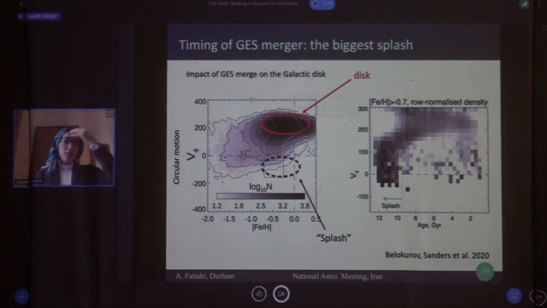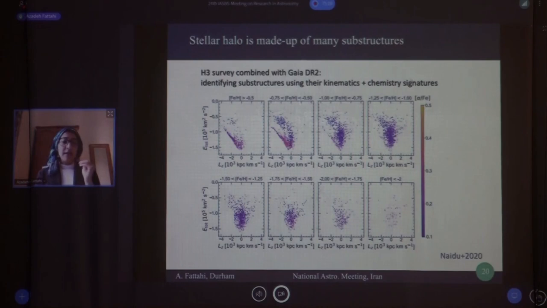What else do we have? This is a community effort now. This is not my work. The community has found different substructures in the stellar halo of the Milky Way. There's a very beautiful work from Rohan Naidu, who defended just a few months ago at MIT. They combined the H3 survey, a spectroscopic survey, with Gaia DR2, because the spectroscopy of Gaia DR2 wasn't as good. So they got the chemistry from the H3 survey.